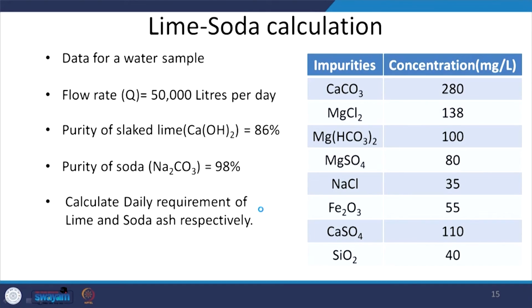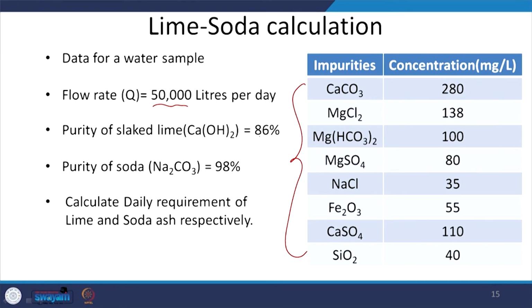So, we have one example here, a simple example. Let us just look at that and wind up for now, and then we will have one more session where we will wrap up lime soda softening. So, we have it for a water sample. Here we have the data such that it is easy for us to understand whether it is carbonate hardness or non-carbonate hardness. Flow rate is 50,000 liters per day or 50 KLD.